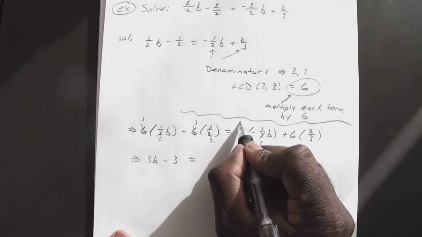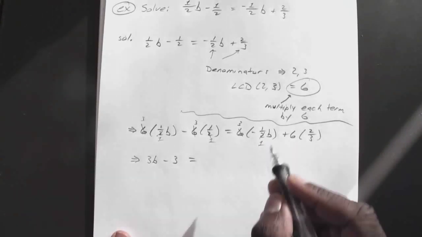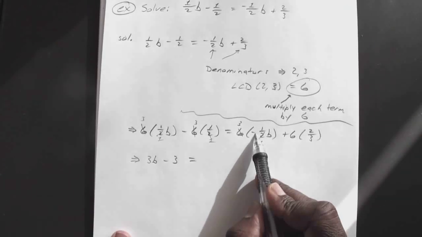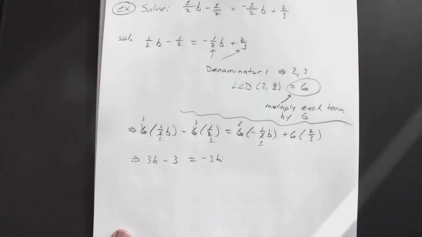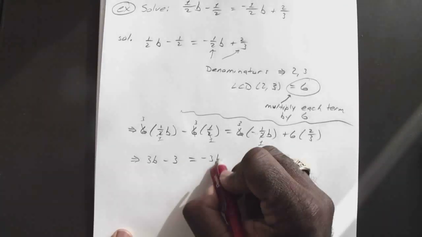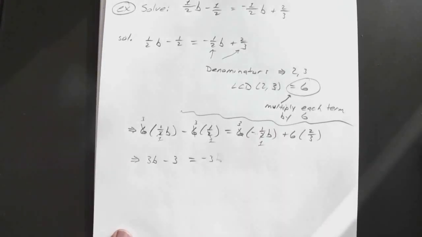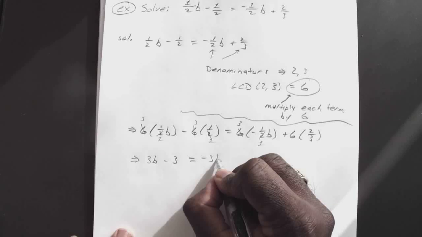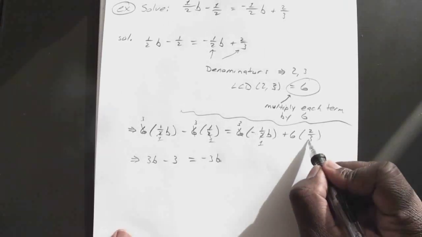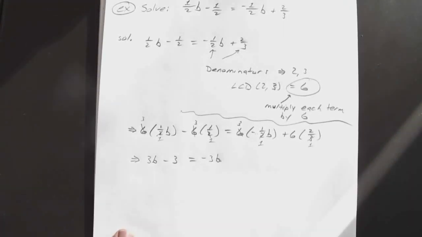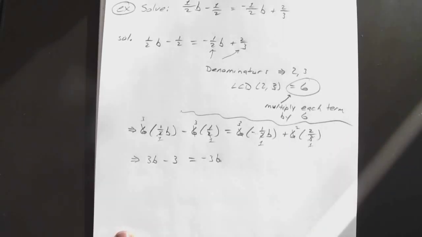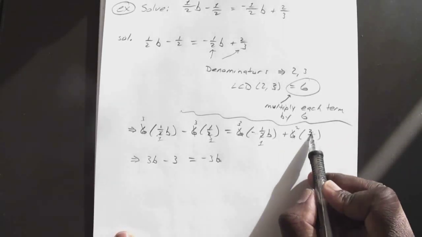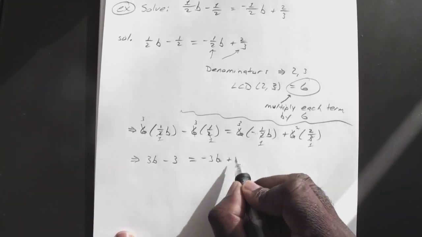2 goes into 6 3 times. So you have 3 times -1. Can't forget that negative there. So you have -3b. Clean that b up a little. Okay, 3 goes into 3 once. 3 goes into 6 twice. So you have 2 times 2 up here, which is 4.